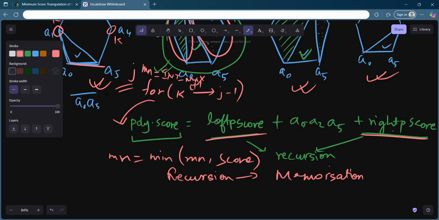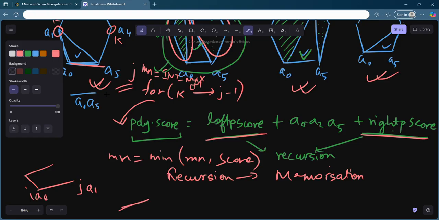Now let's say you get something like this. This is i and this is j, and let's say there is no polygon, this is a0 and this is a1. What will it mean?